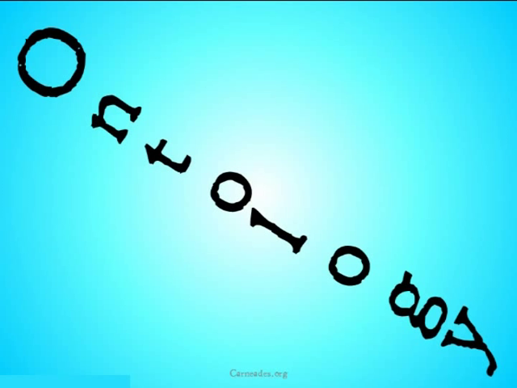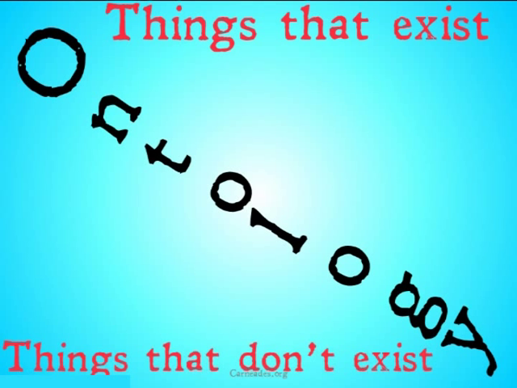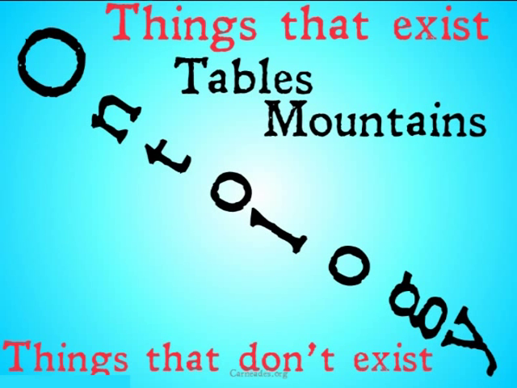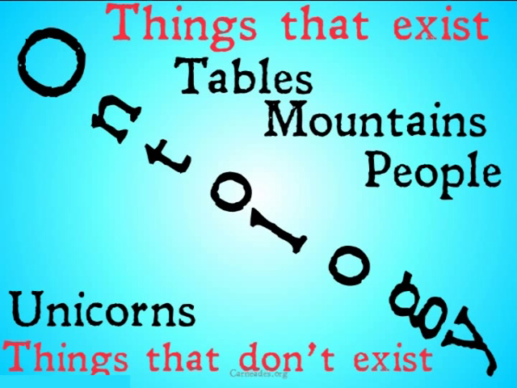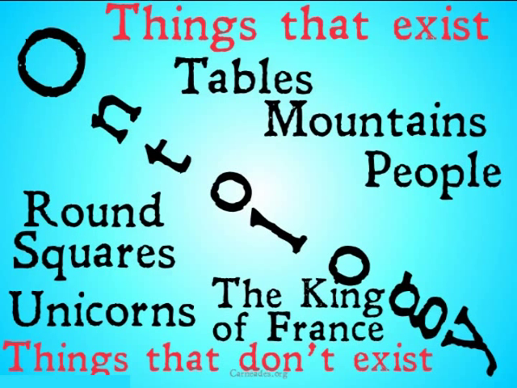Now, in order to understand any theory of objects, particularly Meinong's, we need to understand what we mean by ontology. Someone's ontology is what they believe exists, or how they separate things into things that exist and things that don't exist. Generally, most philosophers are going to say that tables, mountains, people exist, while unicorns, round squares, and the King of France do not exist.